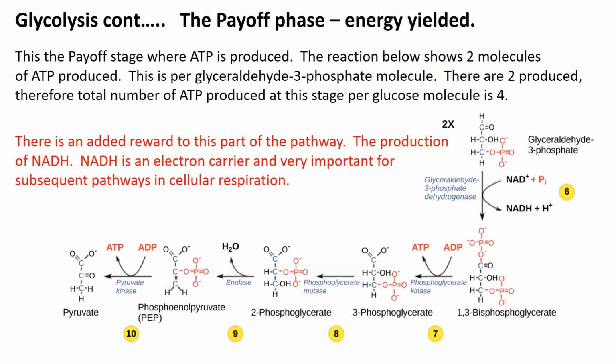Okay, so this is another one of the advantages of this pathway. So not only does it produce ATP, but we also get the production of these very important electron carrying molecules. Okay. And of course, NADH will be required for other pathways later on in cellular respiration.